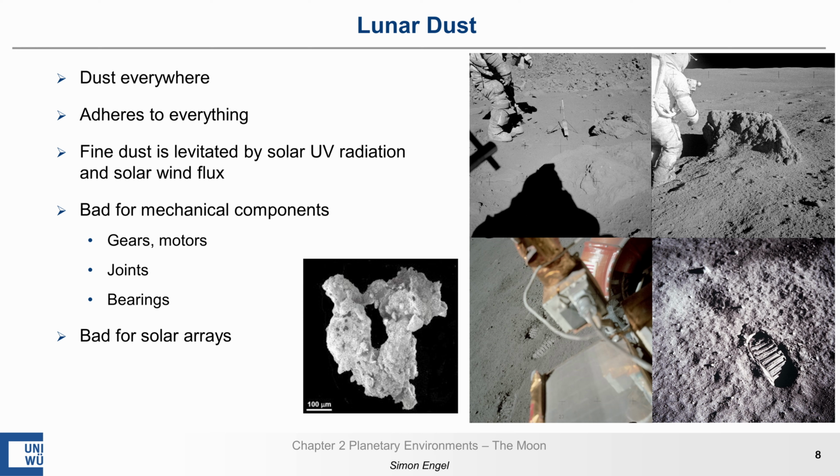They now act like broken up styrofoam balls that cling to everything, and if the particles are small enough, this electrostatic charge is even sufficient to make the dust levitate above the surface. We can see the frictional and electrostatic properties of the lunar soil on the images from the Apollo missions, where the spacesuit and the equipment is completely covered in dust. And if we now think of our planetary rover, dust is not only bad for every mechanical component like gears, joints or bearings, but also reduces the effectiveness of solar arrays if they are covered in dust.